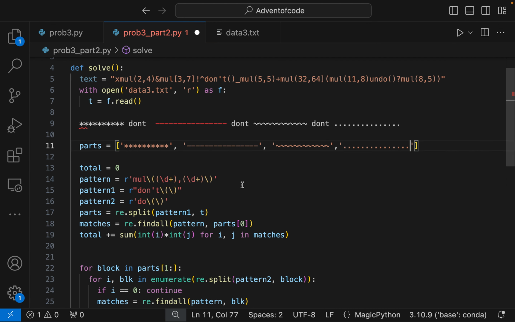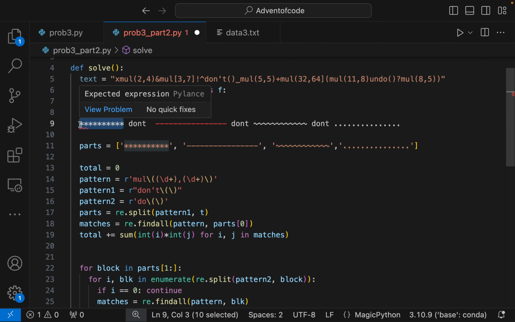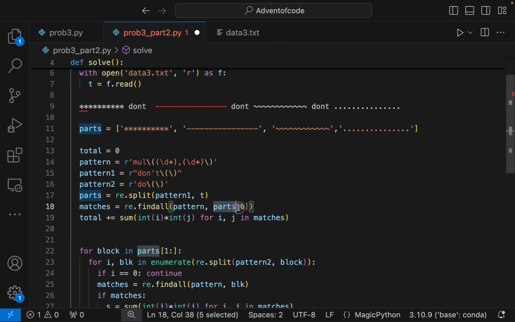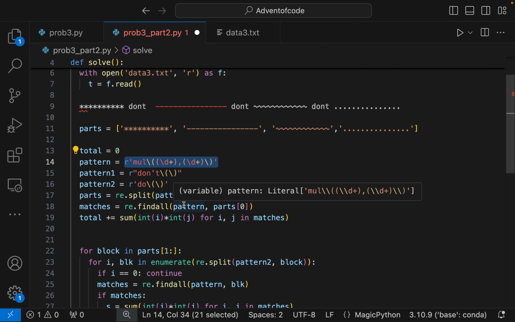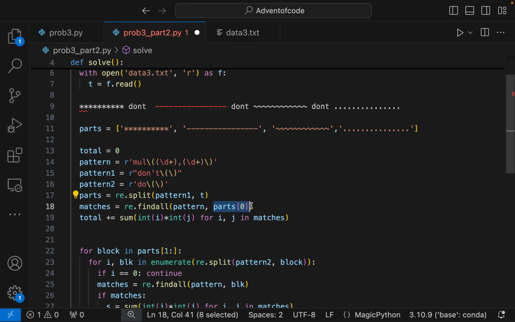So now, notice about this first block here. Remember they tell us that this is automatically enabled. So if you notice here, on part 0, which is this part, I ran what we had from our previous problem. That's the same pattern here, the mul. This is the same pattern from the first part, and I try to find that pattern on this first part, and I do the same thing that I did in the previous part 1. So this is the initial value of total. Okay, so now this is gone, so we don't need to worry about it. I'll leave it there. It's fine.